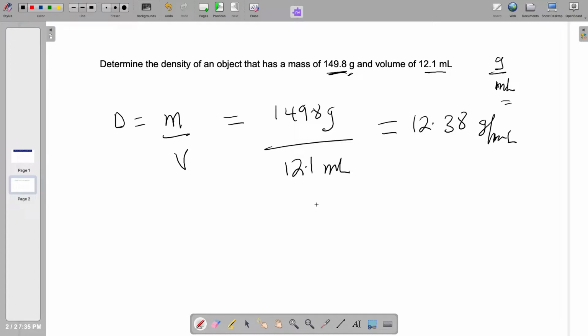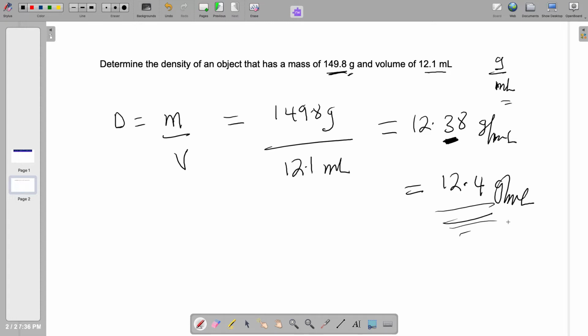So to report our answer to the correct number of significant figures, it will be 12.4 grams per mL. Again, we are ending at 3. That is where our third significant figure ends. Since the next figure is 8, which is 5 or more, we round up by 1 and add it to the 3, making it 4. So our density is 12.4 grams per mL.